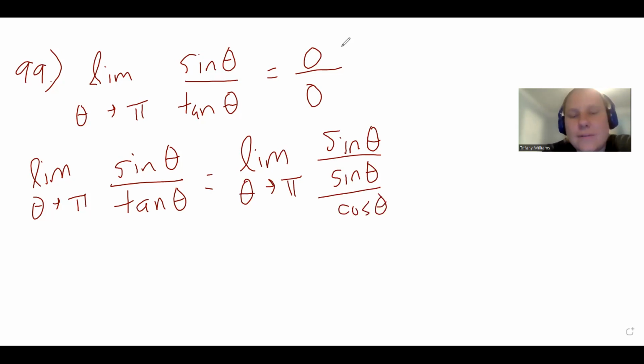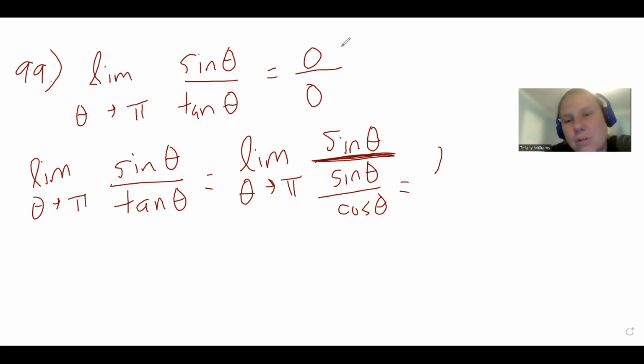Now, it doesn't look like I've done a whole lot because it still looks like an indeterminate form, right? I'd still have 0 over 0, which is not helpful. But watch what happens here. I know that I've got sine of theta divided by this big mess down here on the bottom.